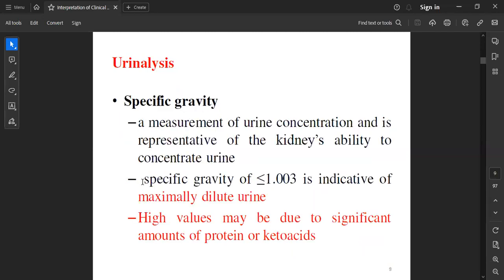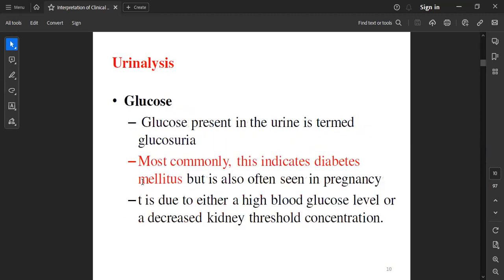Specific gravity, this one we mentioned, just how the kidneys are able to dilute the urine. So low specific gravity means your urine is very dilute. High means it is very concentrated. And it can be due to the presence of high amounts of proteins or keto acids. Glucose is indicative of maybe diabetes mellitus, but glucosuria can also be observed in pregnancy.